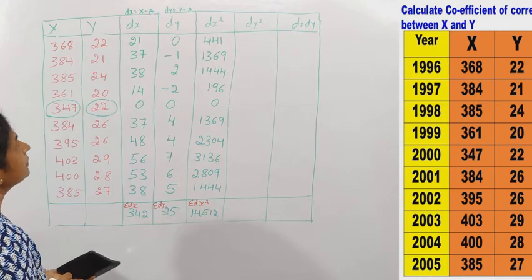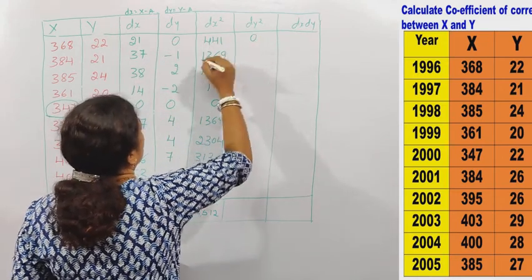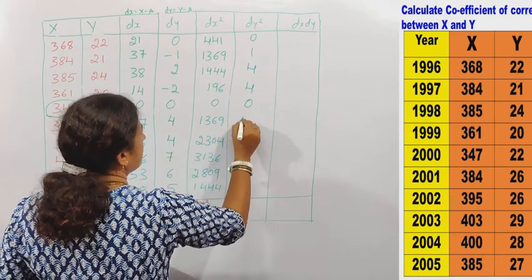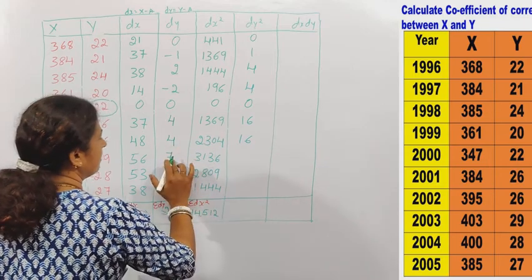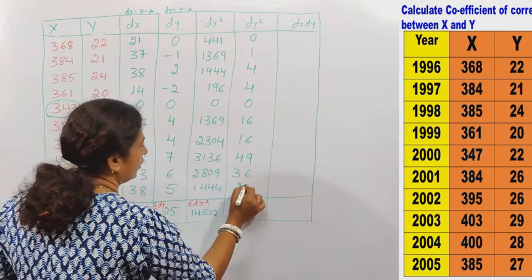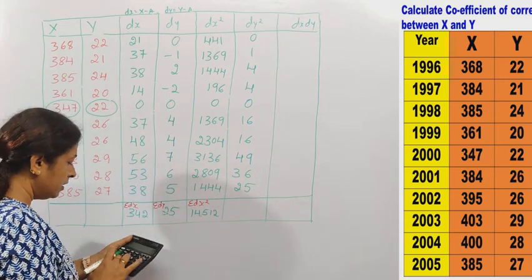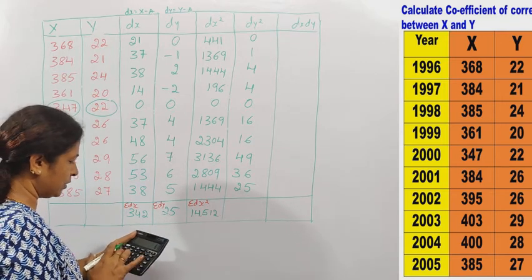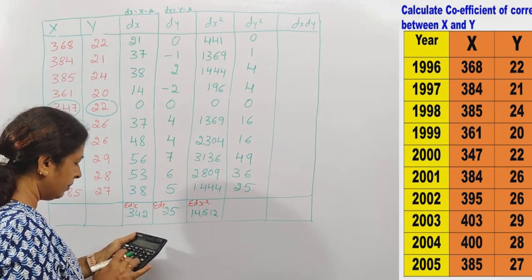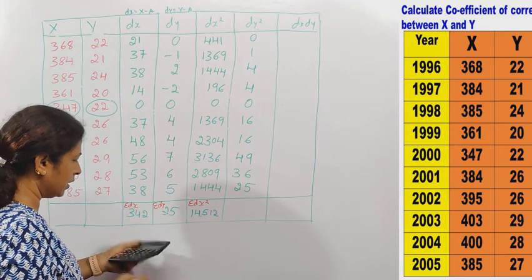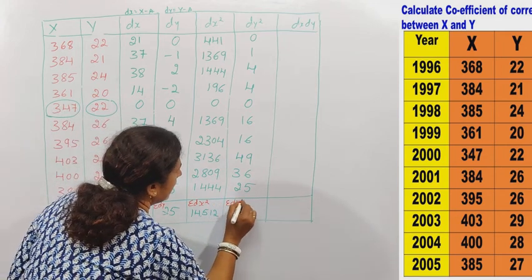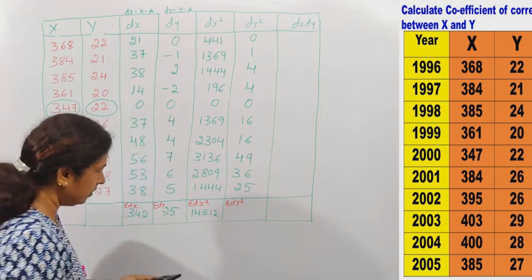14,512. Next, dy square. 0 square 0, 1 square 1, 2 square 4, 2 square 4, 0, 4 square 16, 4 square 16, 7 square 49, 6 square 36, 5 square 25. Total of 25 plus 36 plus 49 plus 16 plus 16 plus 4 plus 4 plus 1 is equal to dy square, the sum of dy square is equal to 151.